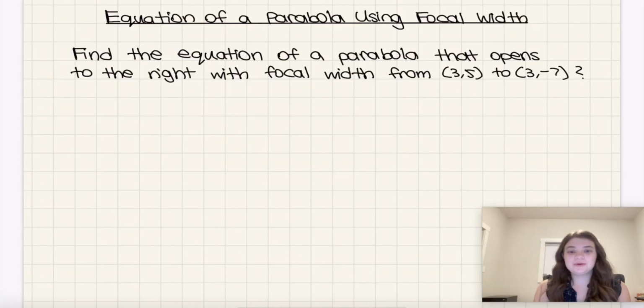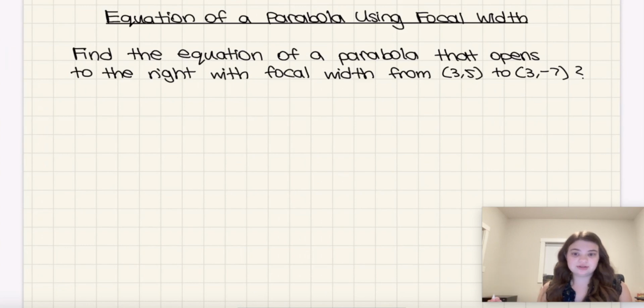So today we are going to be finding the equation of the parabola using the focal width. So we want to find the equation of a parabola that opens to the right and has a focal width from (3, 5) to (3, -7). So let's dive in.